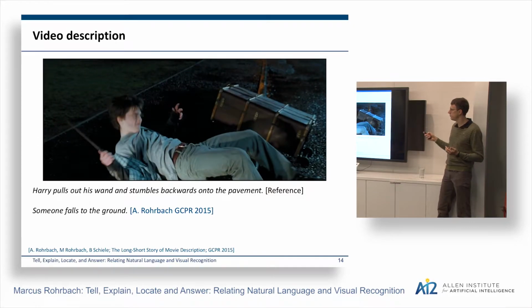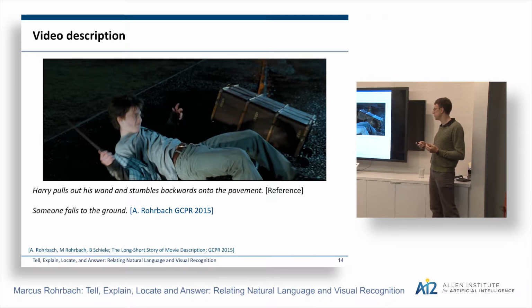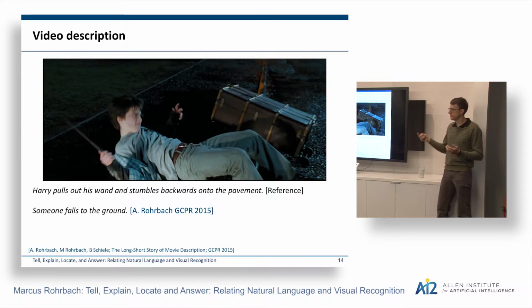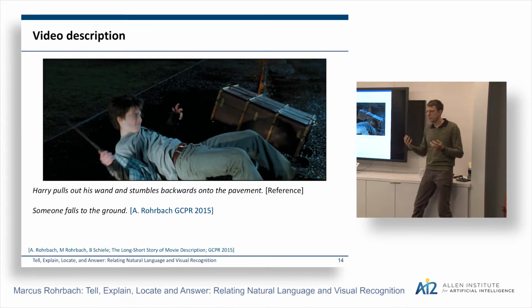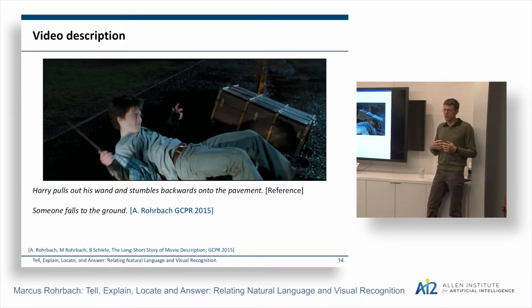For example, here, a movie data set we collected with the reference description: Harry pulls out his wand and stumbles back onto the pavement. A system which we recently proposed just says someone falls on the ground. That's in fact the most important part of this video, but it fails to say anything about wand or pavement. And that's probably because wand just doesn't appear in the training data. There are no movies, or very few movies, in the training data where wand actually appears.